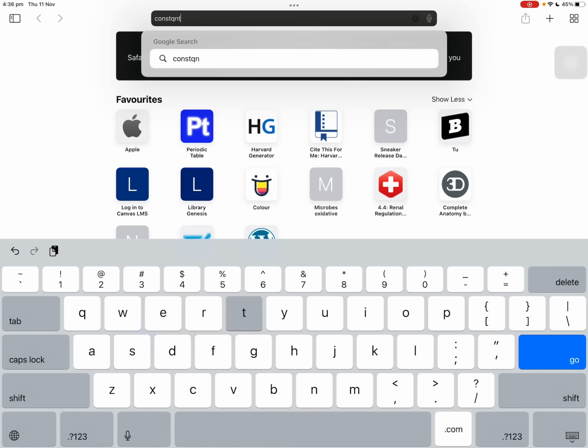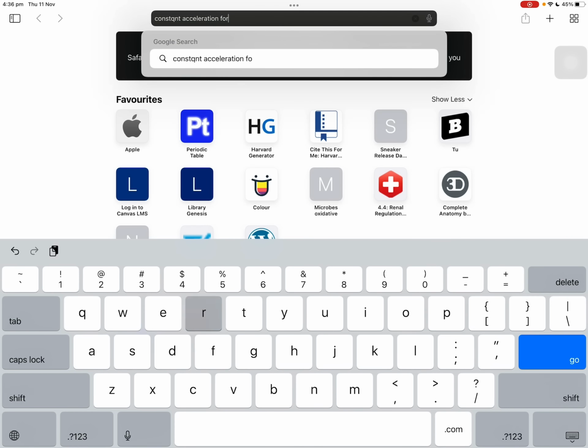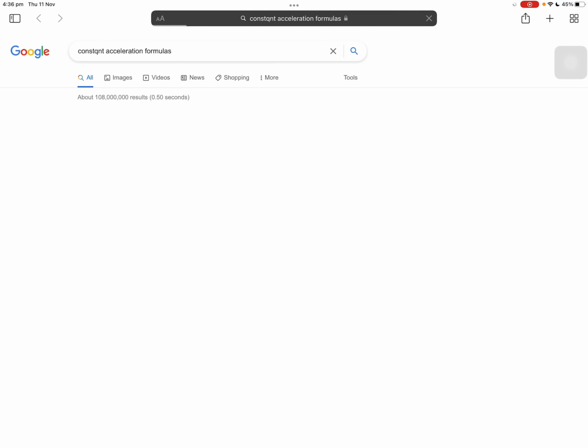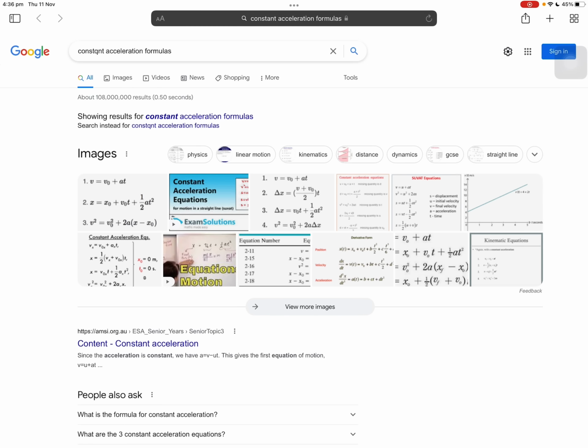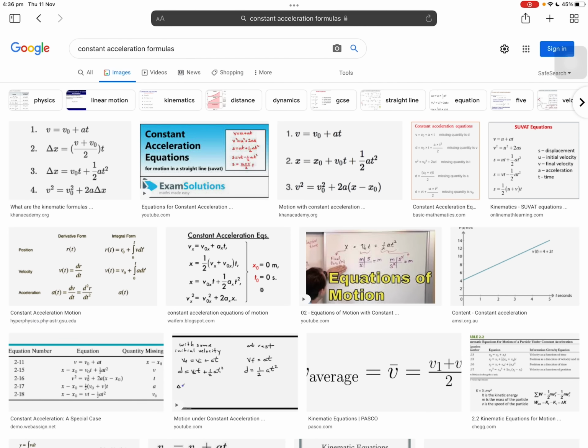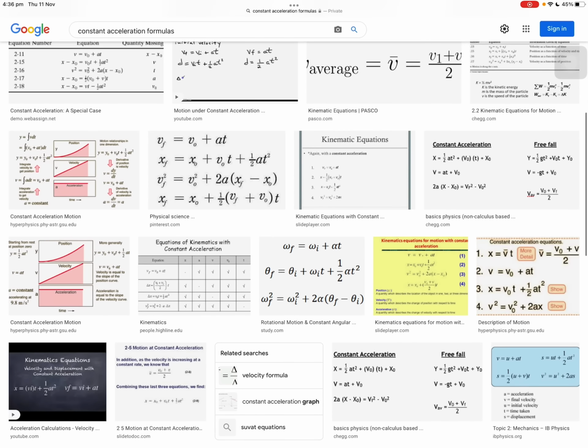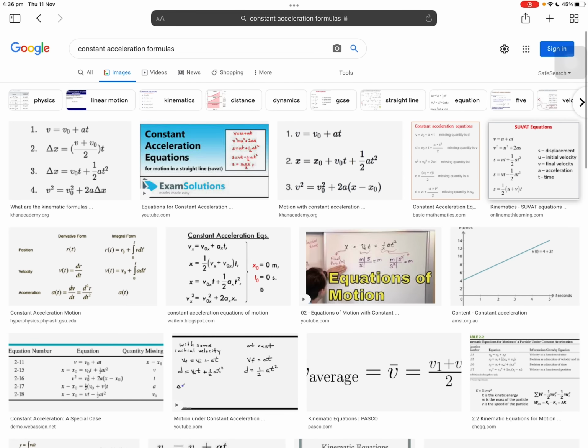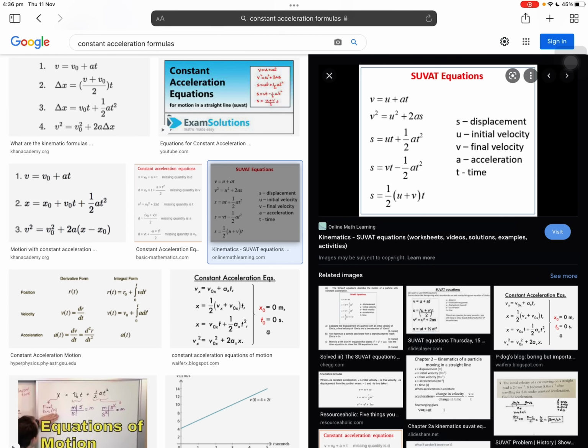Actually, let's just have a look at this. Constant acceleration formulas. You'd have this on your formula sheet as well, so make sure you know them really well. Let's go to our constant acceleration formulas. Okay, we got that. Okay, no, it was right the first time I wrote it.